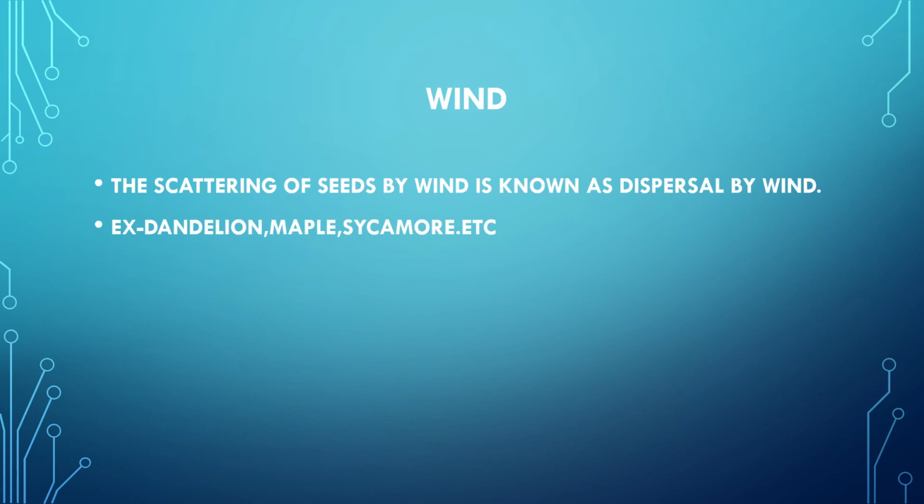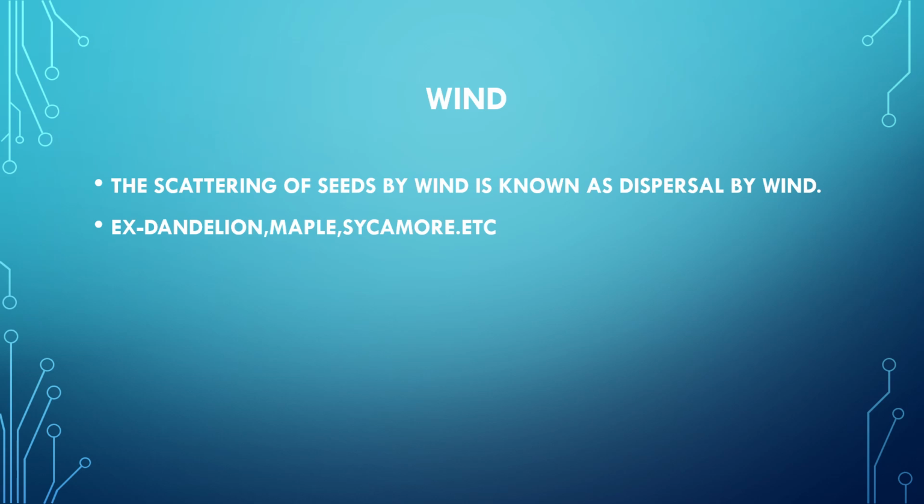Wind. The scattering of seeds by wind is known as dispersal by wind. So you have to remember this point. These are the seeds which are scattered by wind: dandelion, maple and sycamore, etc. So you have to remember these seed names.